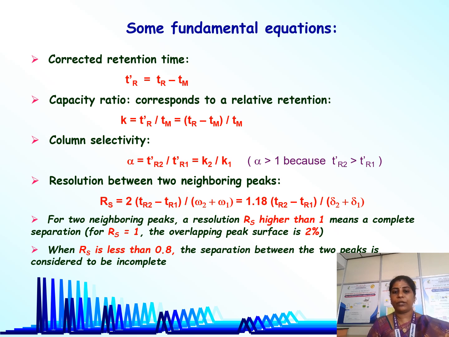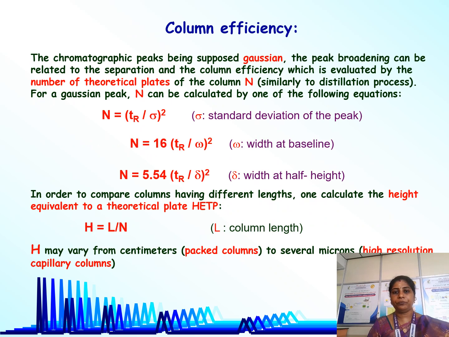Resolution between two neighboring peaks is given by the difference TR2 minus TR1 divided by the summation of omega 2 plus omega 1. For two neighboring peaks, a resolution Rs higher than 1 means a complete separation. At Rs equals 1, the overlapping peak surface is 2%. Where Rs is less than 0.8, the separation between the two peaks is considered to be incomplete. This is the fundamental equation involved in gas chromatographic separation.